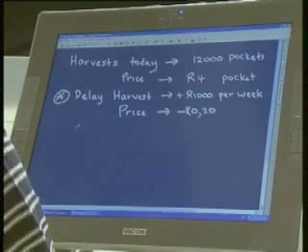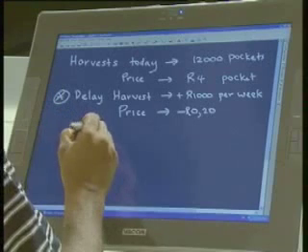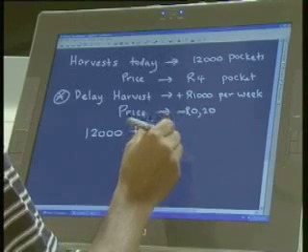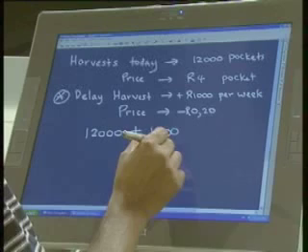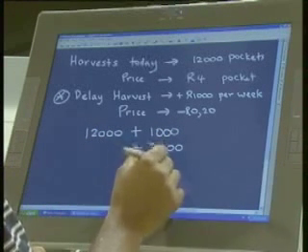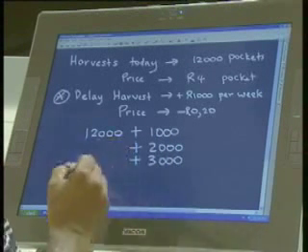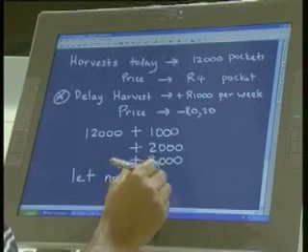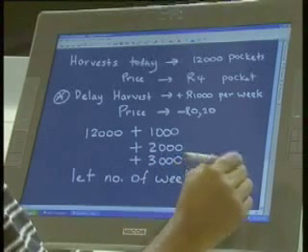How many more pockets of potatoes will he get if he waits 2 weeks? I'm just writing this down. If it's 1 week, it's 12,000 plus 1,000, isn't it? And if he waits 2 weeks, it'll be 12,000 plus 2,000. And if he waits 3 weeks, it's going to be 12,000 plus 3,000 potatoes. Are you with me? Now, I'm going to let the number of weeks, because this is what we need to know, how long does he wait, this is our unknown, let the number of weeks equal x.